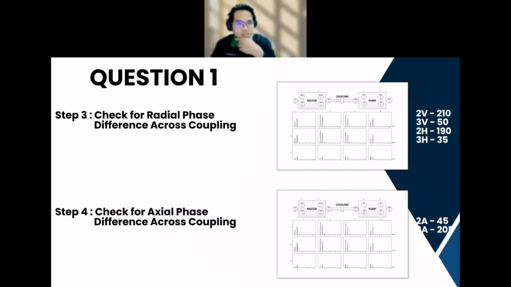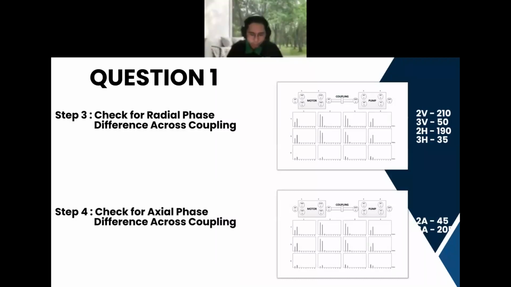Try to check the radial phase difference. So others can try. Just now we were assuming that it may be the parallel misalignment. So how about we calculate the phase difference first? Maybe we can check in this diagram. It shows that the dominant is at points 2 and 3. So for parallel misalignment, we can check the horizontal and vertical. So on 2 and on 3 for vertical, the phase difference is 210 minus 50, which is 160 for the vertical.